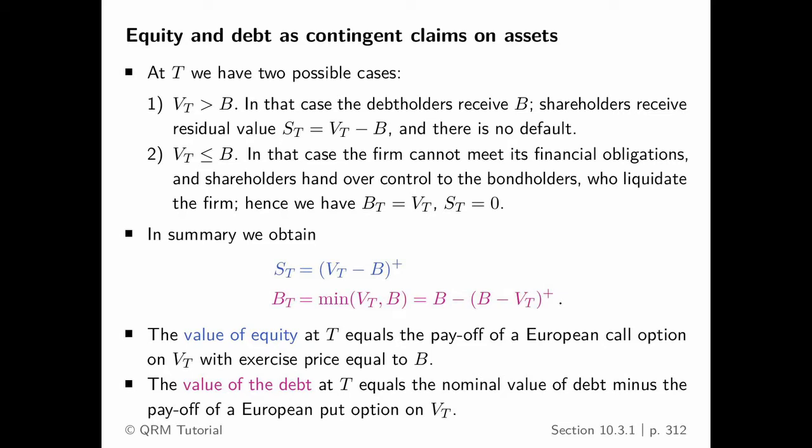So there's no default. But if V_T is less than B, there's a problem. The firm can't meet its financial obligations. The shareholders are wiped out, and they walk away. They exercise limited liability. The bondholders get any residual value in the firm, and the shareholders get nothing.